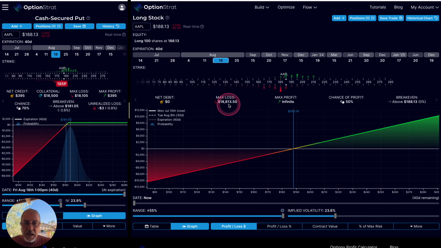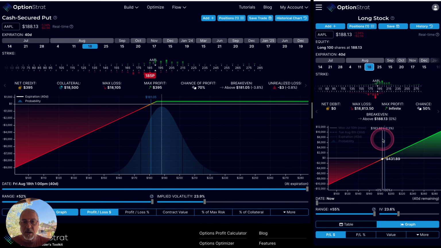$18,800. Now, what I like to show people is many people think that options are riskier than stock. Well, I'm going to show you why they're not. So in this particular situation here, if I sold a short put, sometimes they call it a cash secured put on Apple, and I sold that put at, I don't think there's an interim price here. So again, Apple's trading at 188. I'm going to sell this put at 185. I'm going out about 40 days, and I am going to bring in approximately $400 in credit.